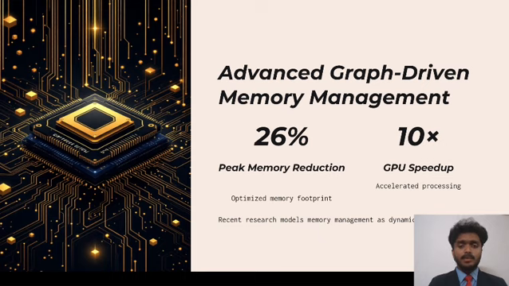In advanced systems, memory management is treated as a dynamic graph problem. The graph constantly changes as new objects are created and references change. Modern optimizations reduce peak memory usage and significantly improve performance. This shows how graph theory directly impacts real-world system efficiency.